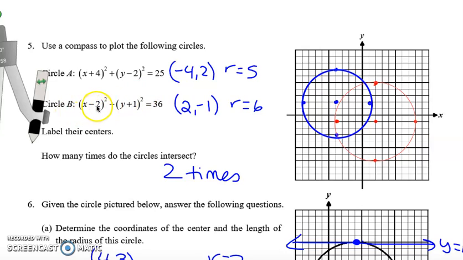For circle B, my center is positive 2, negative 1, because I need the opposite signs. My radius is going to be the square root of 36, which is 6. So I go to my center, which is 2, negative 1. That's this red dot right here.